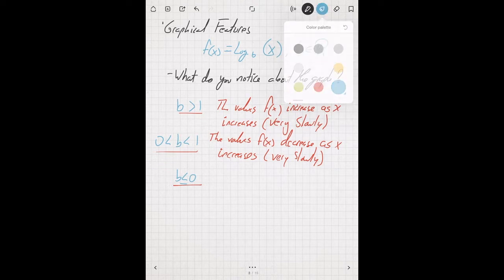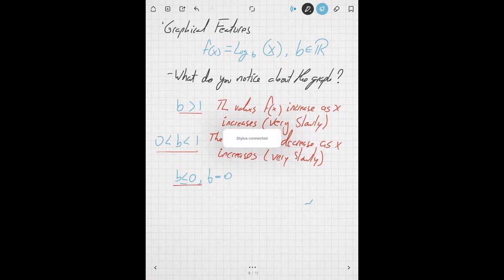Now we have the weird case, when b is less than or equal to 0. And maybe I should also throw in there, when b is equal to 0, well, I guess we already have that. When b is less than 0, when b is equal to 0, and when b is equal to 1. In these situations, there appeared to be no graph. And why was that? Why was it that there appeared to be no graph whenever b was negative, 0, or 1? Well, maybe let's try an example of something.